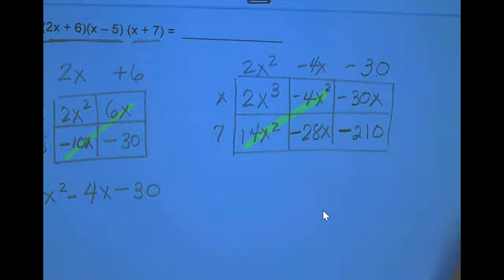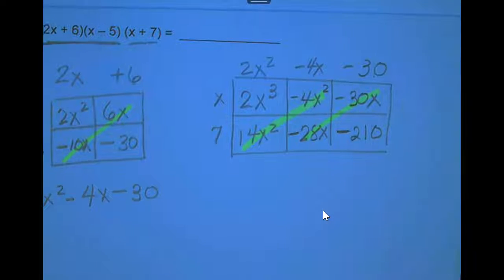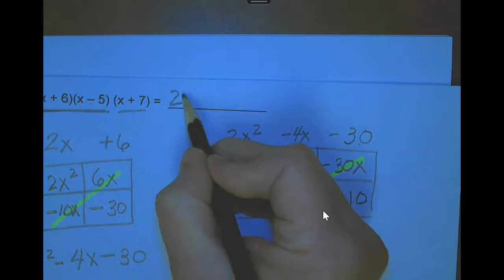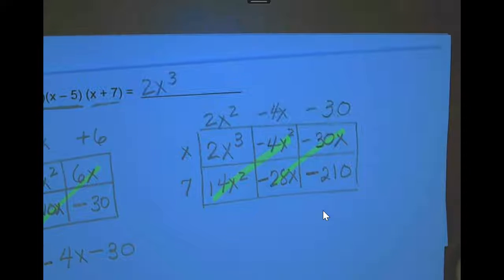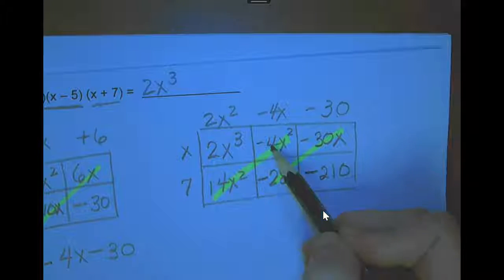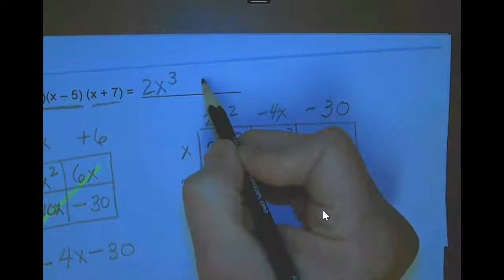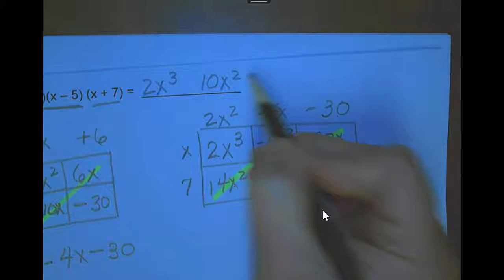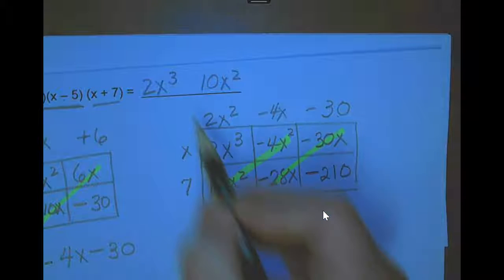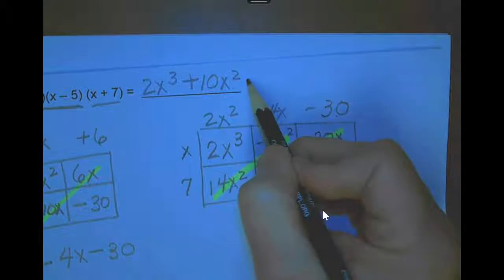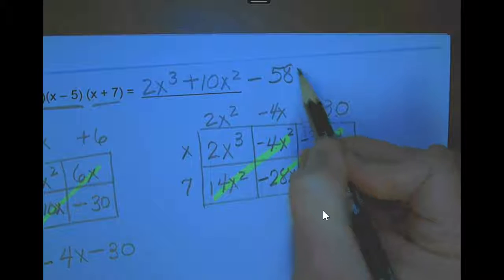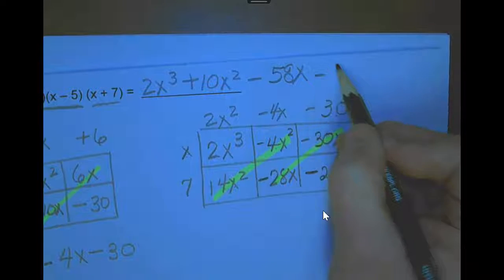These are like terms, and these are like terms. 2x to the third power doesn't have a like term. When you combine these 2, they have different signs, so you subtract them and get a 10. And this one is the bigger number, so it's positive. These have the same sign, so you just add them up and keep the same sign.